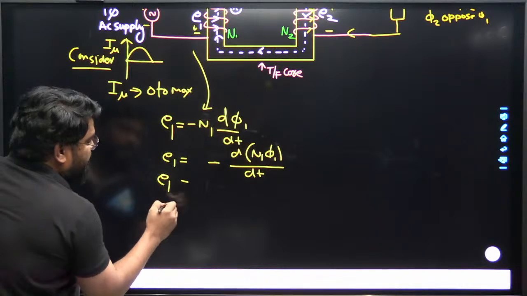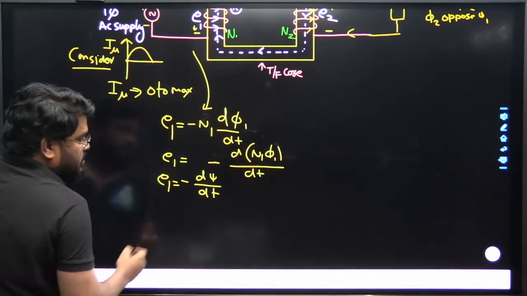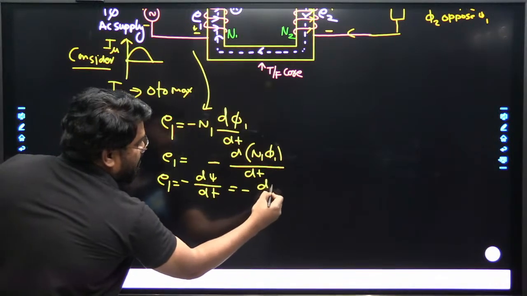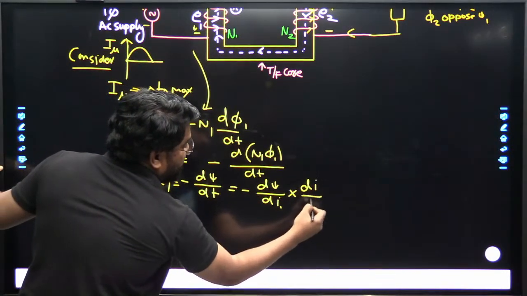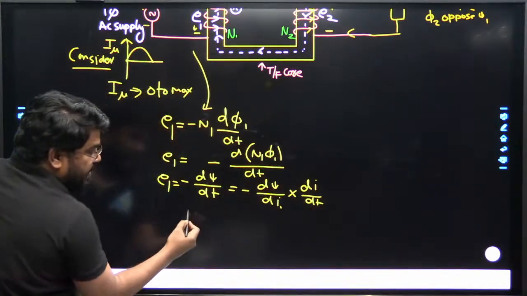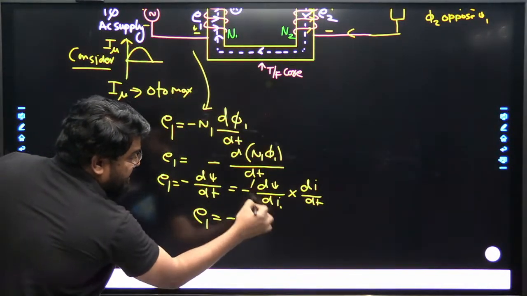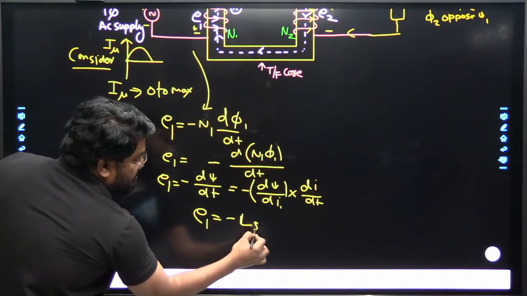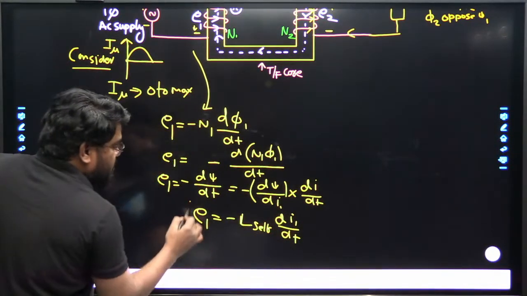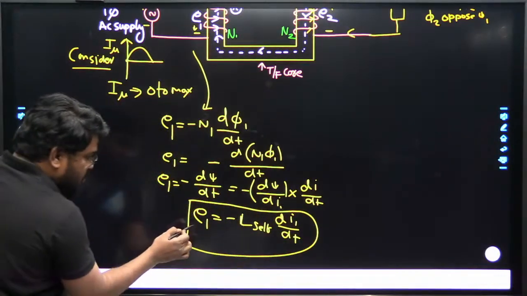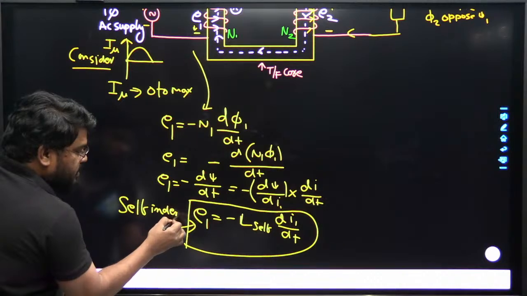So therefore E1 is equal to minus d psi by dt. Now in this equation, minus d psi by di1 multiplied by di1 by dt. Simplifying this, E1 is equal to minus the self inductance times di1 by dt. This EMF is known as the self-induced EMF.